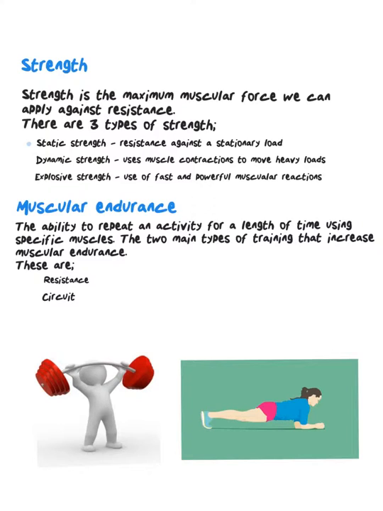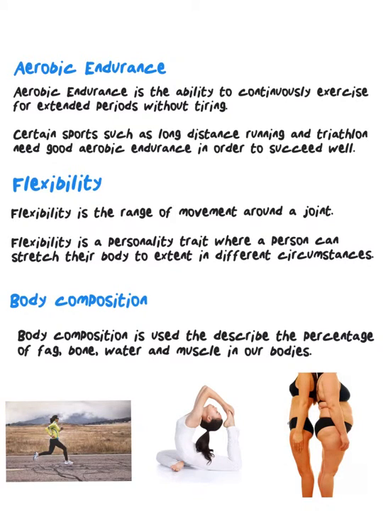Muscular endurance is the ability to repeat an activity for a length of time using specific muscles. The 2 main types of training that increase muscular endurance are resistance training and circuit training. Aerobic endurance. This is the ability to continuously exercise for extended periods without tiring. Certain sports, such as long-distance running and triathlon, need good aerobic endurance in order to succeed well.